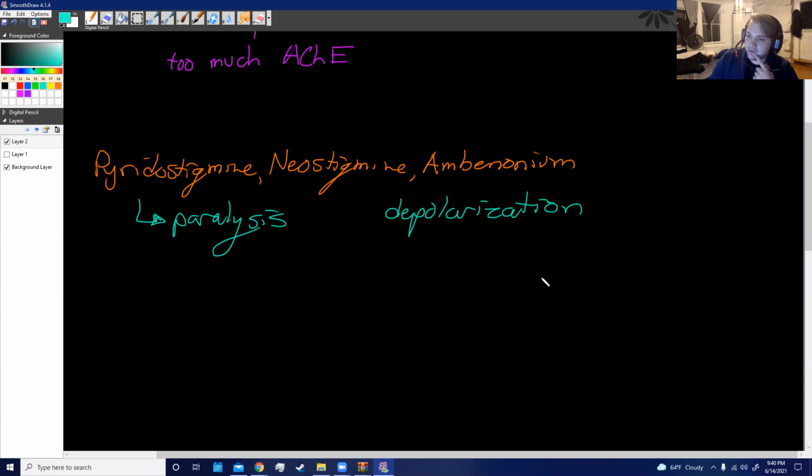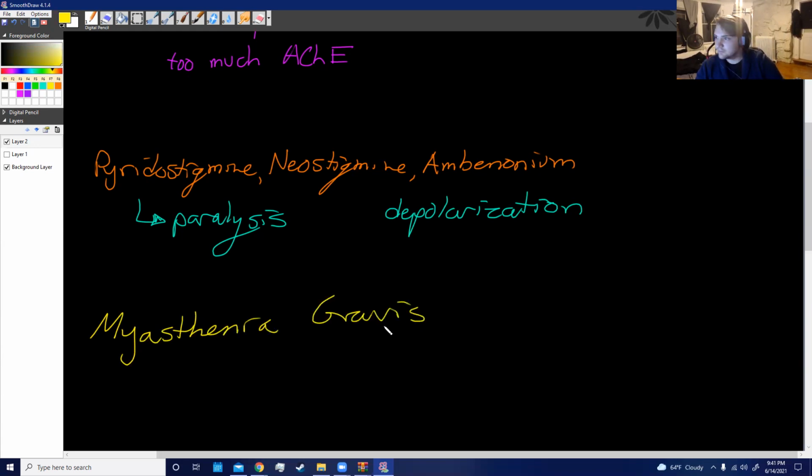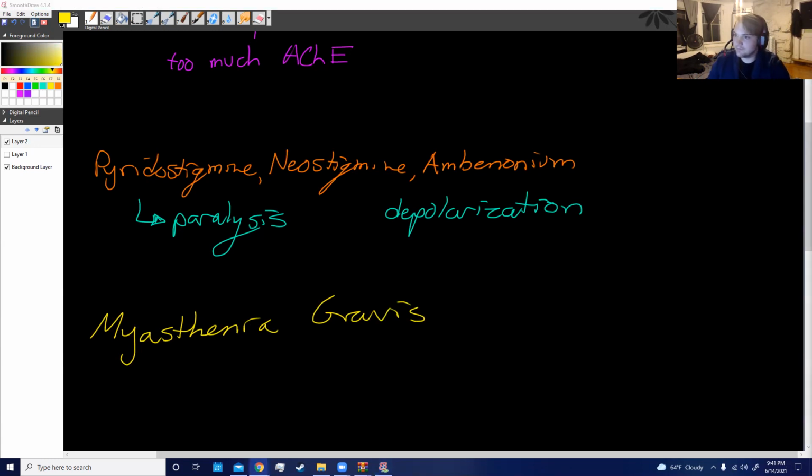what's important to note here is that this is similar to another condition called myasthenia gravis. Myasthenia gravis is an autoimmune disease where the body destroys the nicotinic receptors on the skeletal muscle. And so by destroying the nicotinic receptors, we're going to be decreasing the transmission of cholinergic stimulation. And so we're going to have poor muscle movements. They're going to be very weak.